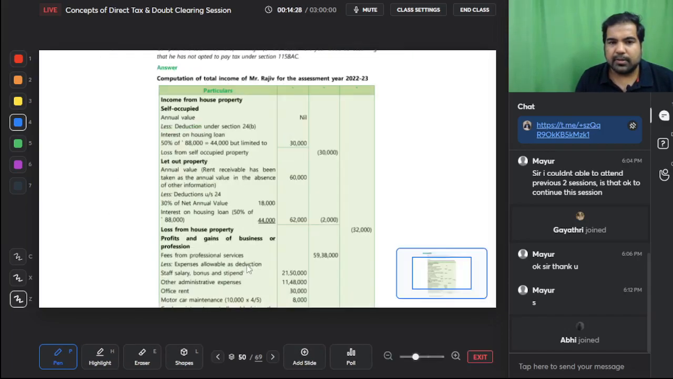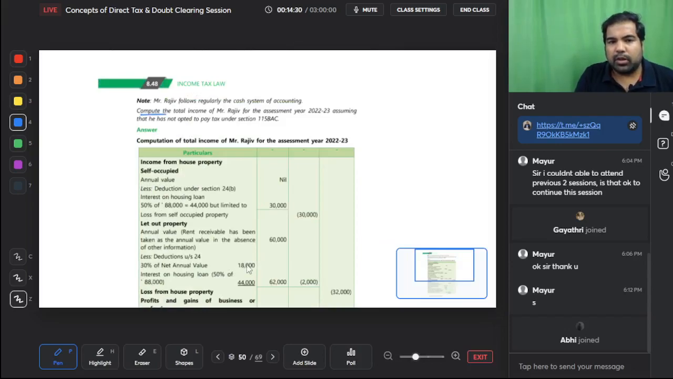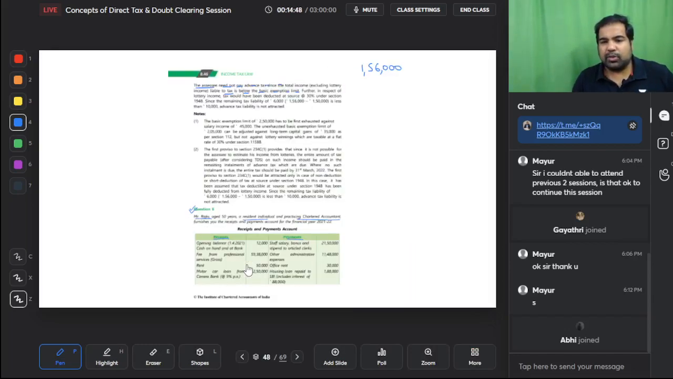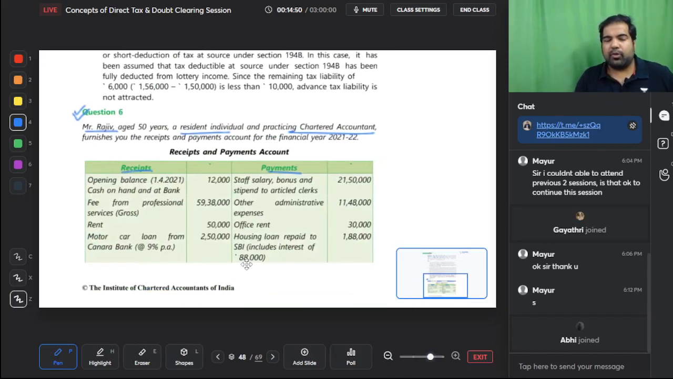Yes. We need to compute the total income. Mr. Rajiv follows the cash system of accounting, which is perfectly okay. In PGBP and IFOS, you can follow whichever method of accounting you want. Compute the total income of Mr. Rajiv for the year 22-23, assuming that he has not opted to pay under 115 BAC. So what I'm going to do, guys, I'm going to leave this question here on the screen for a minute for you all to read before we get into the details. Please read and see if the payments look okay, if the receipts look okay.